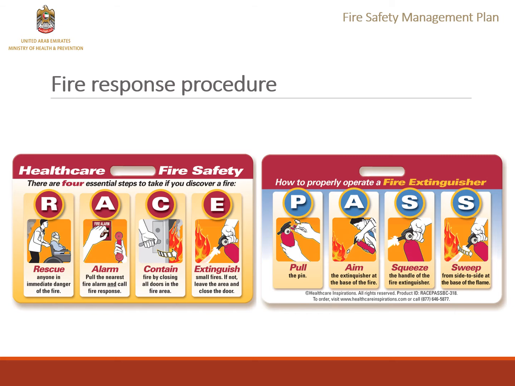So if fire takes place, you need to implement the first response procedure, RACE and PASS. R stands for rescue, A stands for alarm, C stands for contain, and E stands for extinguish if the fire is small and evacuate if the fire is out of control. PASS is the steps taken to extinguish fire. So P is for pulling the safety pin, A for aiming at the base of the fire, S for squeezing the handle, and S again for sweeping left and right. This is a brief description, but I'll explain each step in detail later on.